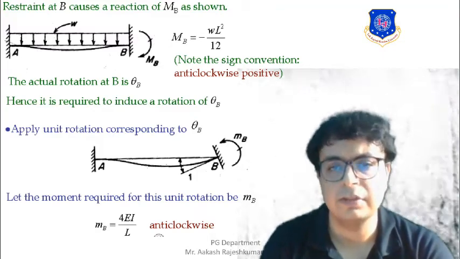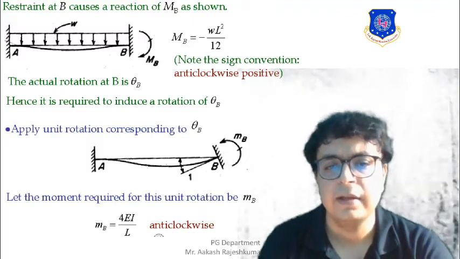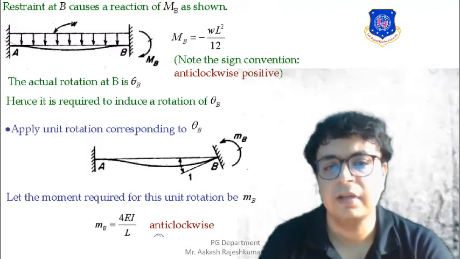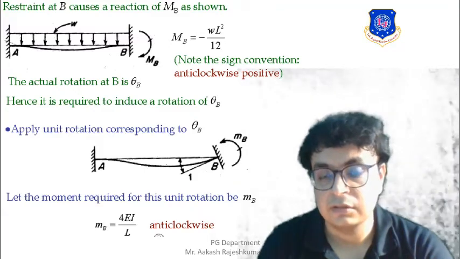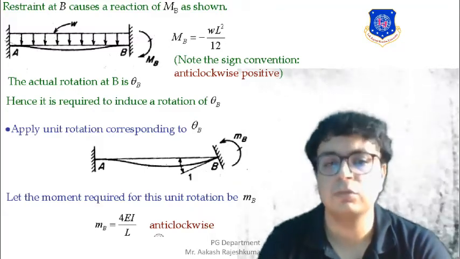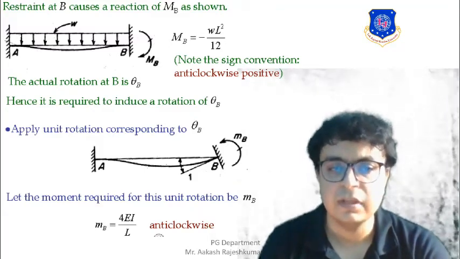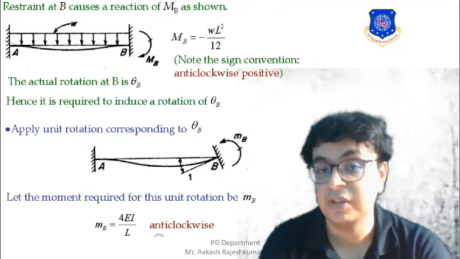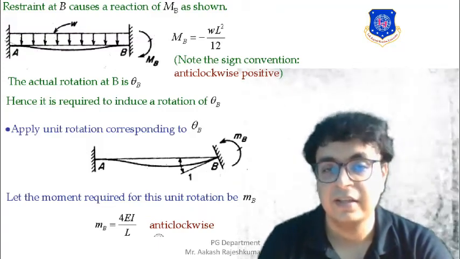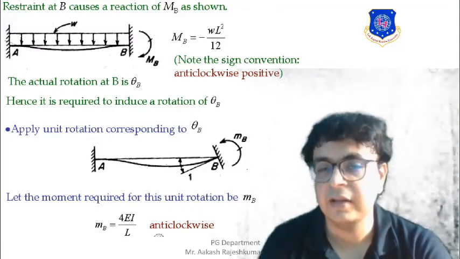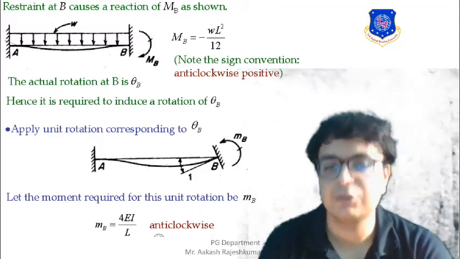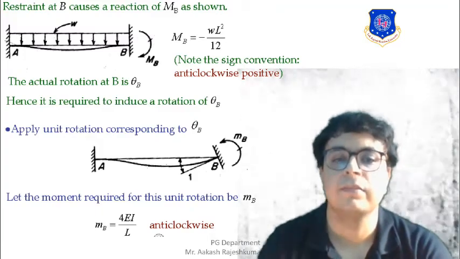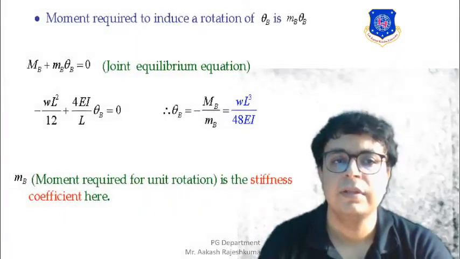So yes, theta B is the rotation that will be applied, and as per this we will have a deformation factor, a distribution factor, which will be equal to 4 by L, as we have discussed in the previous session also: whenever the far end is fixed, the distribution factor will be 4 by L, and when the far end is hinged, it will be 3 by L.